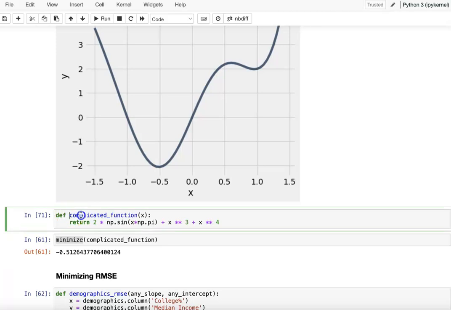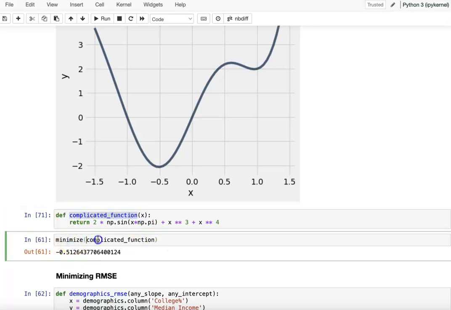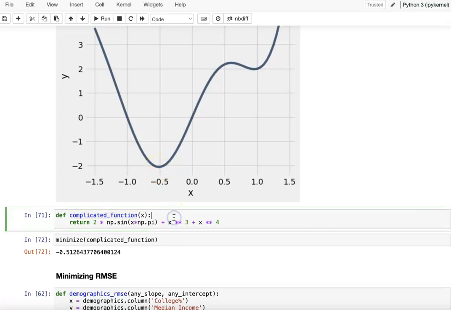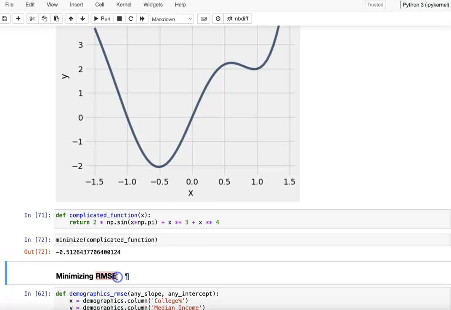Since we defined the complicated function, we just pass the complicated function name to the minimize function. Then you see, it's negative 0.51 for x, almost here. Good. So using this minimize function from Python, we can find the minimized root mean square error.